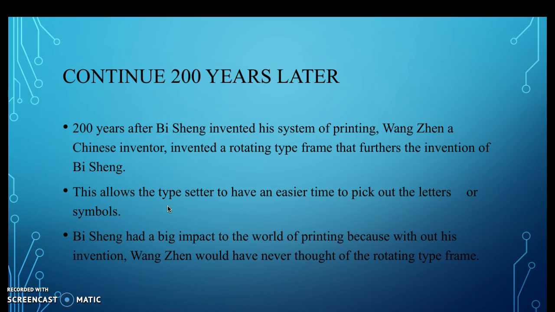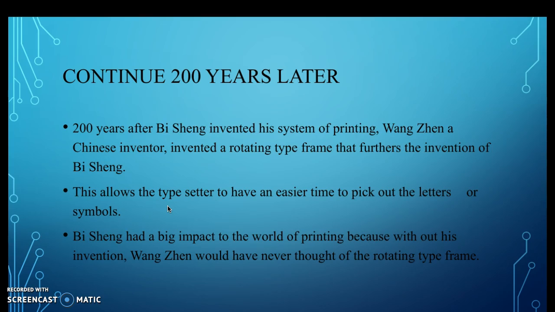So continuing 200 years later, after Bi Sheng invented his system of printing, Wang Zheng, a Chinese inventor, invented a rotating type frame that furthers the invention of Bi Sheng. This allows the typesetter to have an easier time to pick out the letters or symbols.